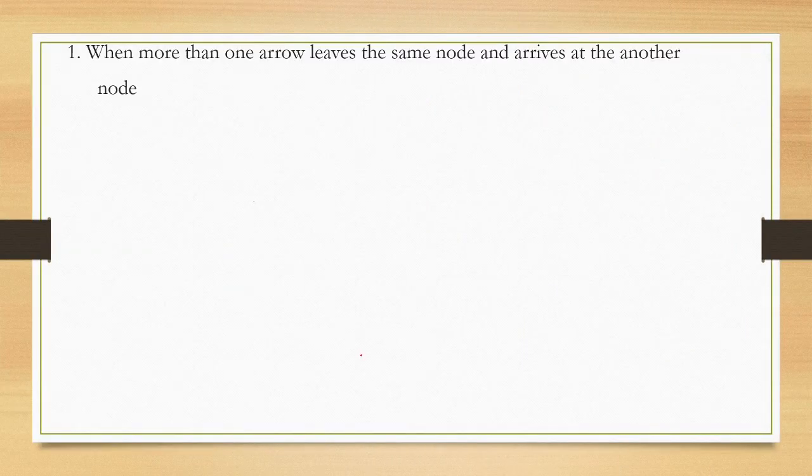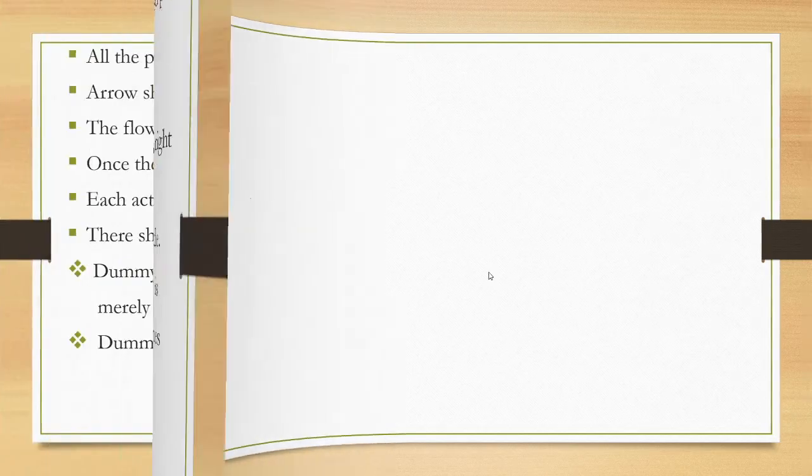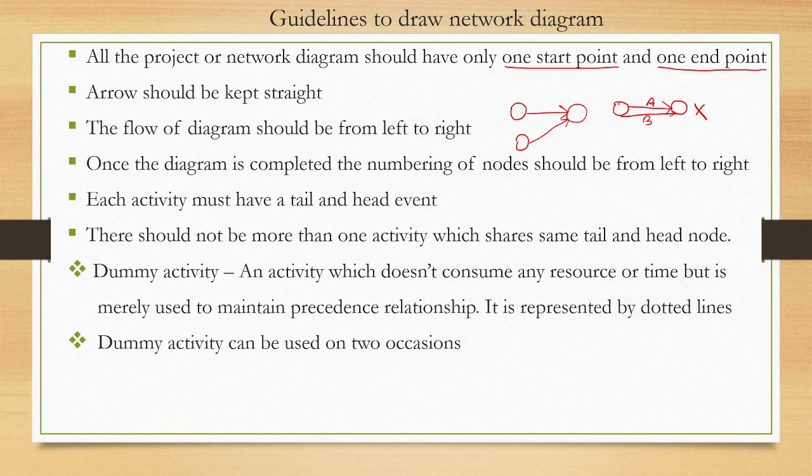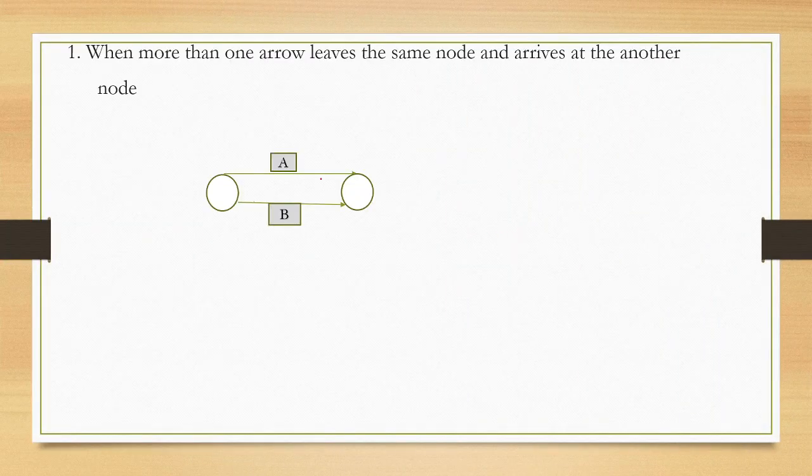First, when more than one arrow leaves the same node and arrives at another node. In the last diagram we have seen that there are two activities sharing the same starting node and the same ending node. So here we will use the dummy activity. For example, this one is wrong. We should not draw like this. So how do we draw this dummy activity?